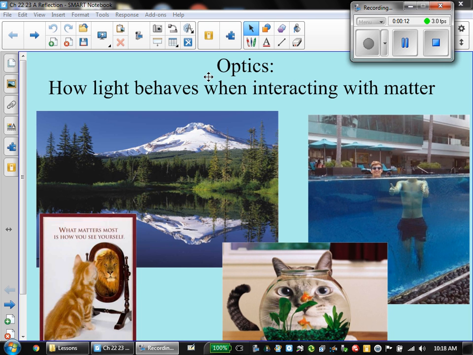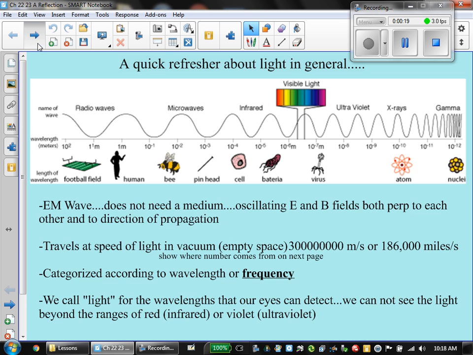Five videos total, walking you through the notes. Again, you can look at Bozeman physics if you want a similar sort of note. So optics is going to look at how the behavior of light when it interacts with matter. And our most common forms of optics that we'll take a look at here is reflection and refraction.